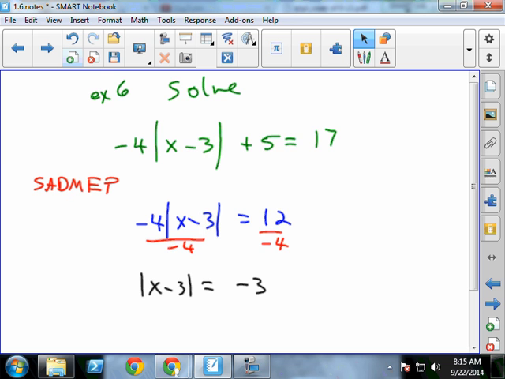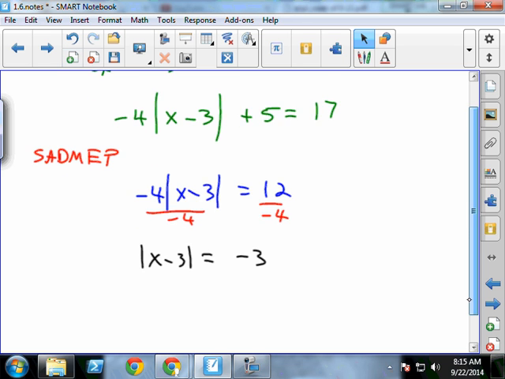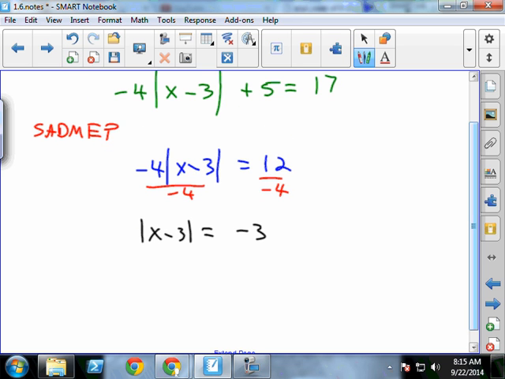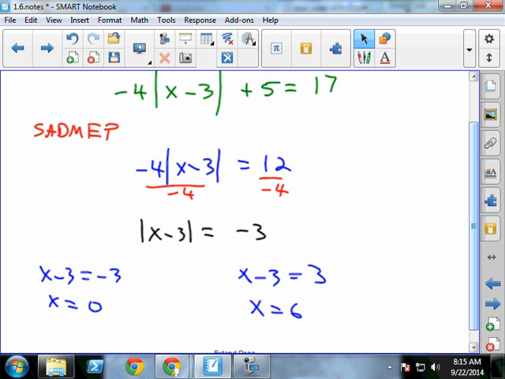Now, at this point, what some of you are going to do, some of you are going to say, okay, so x minus 3 is negative 3, and x minus 3 is 3. So you're going to say, okay, so x is 0 and x is 6. Is that right, what we just did?